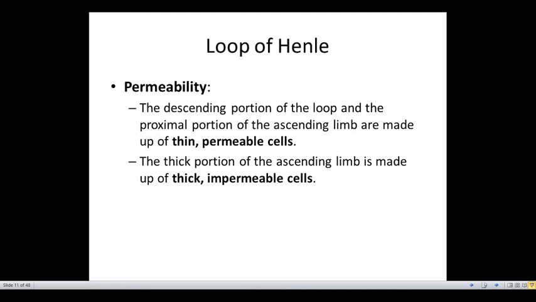There are a few points about the permeability of the loop of Henle that you should be keeping in your mind. The descending portion of the loop and the proximal portion of the ascending limb are made up of thin permeable cells. On the other hand, the thick portion of the ascending limb is made up of thick impermeable cells. Now this fact is of importance when we will discuss the concentration of the urine.